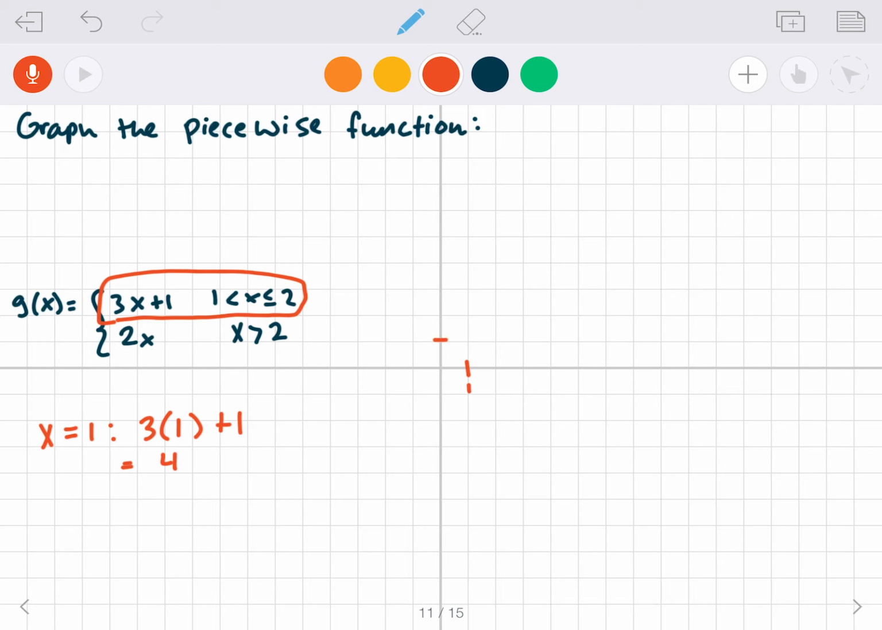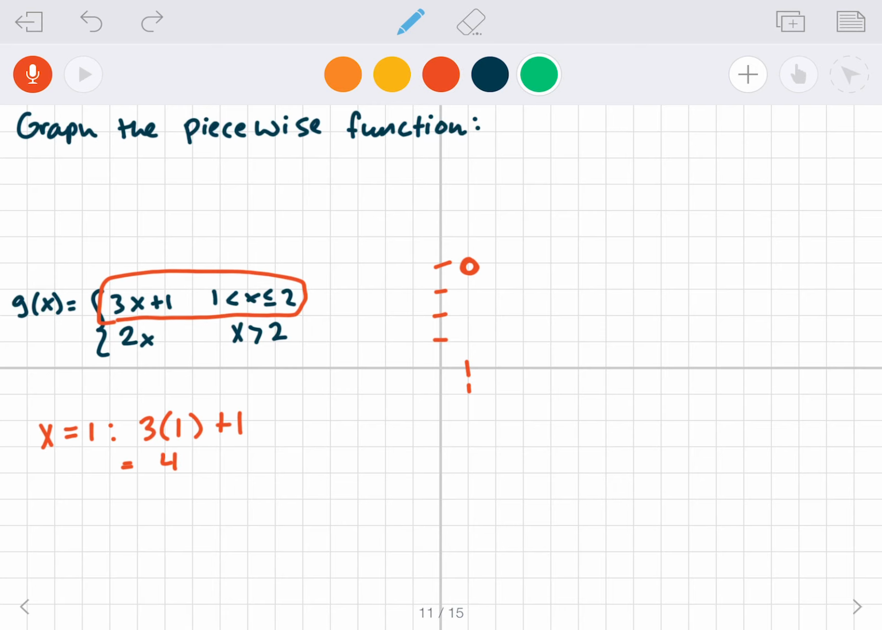So when x equals 1, y equals 4. So 1, this is 1, 2, 3, 4. And so we have this point right here, but it's going to be an open circle, right? Because we plugged in 1, but technically 1 is undefined on this line. We have a greater than sign, so it's going to be an open circle there. Then I'll plug in the other endpoint, which is 2.